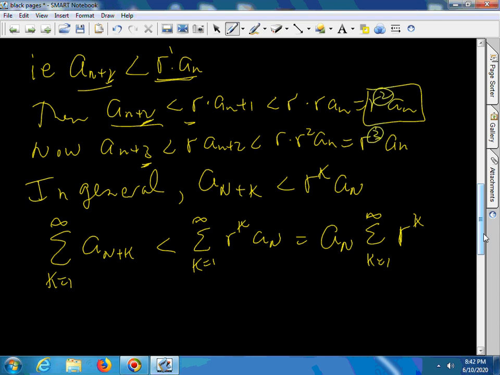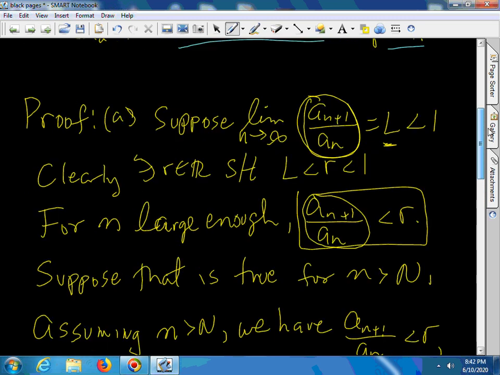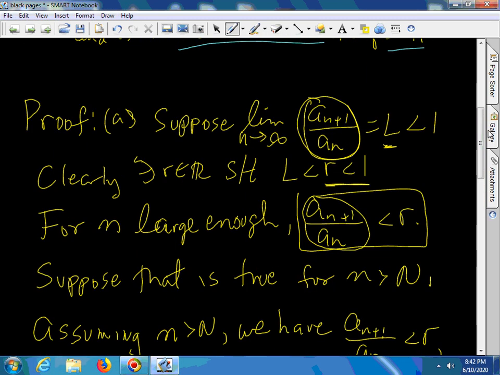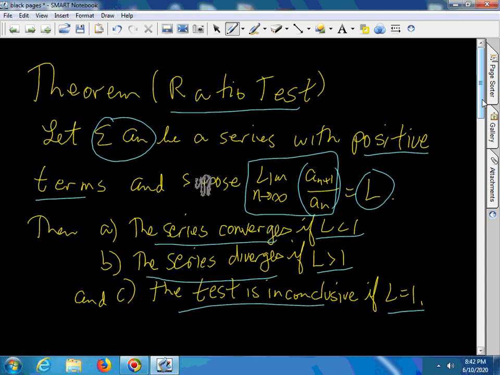But this is a geometric series, and R in absolute value is less than 1. R is positive, and it's less than 1. That was one of the big premises, that R was less than 1 and bigger than L, which is positive. After all, how can these ratios of positive numbers be anything but positive?